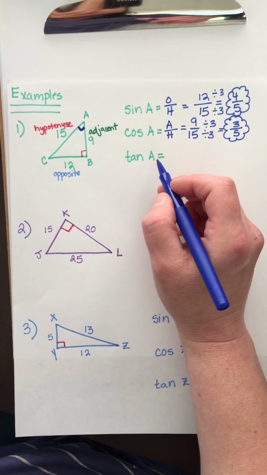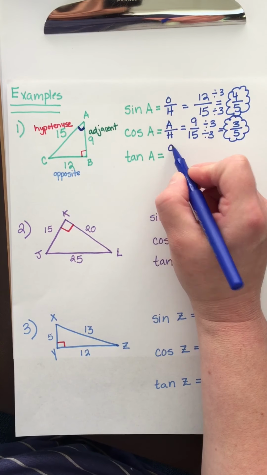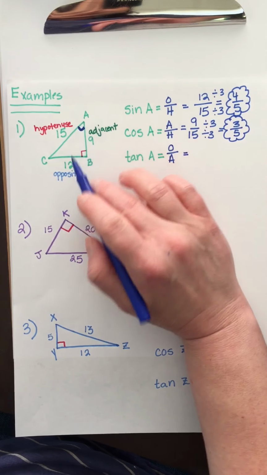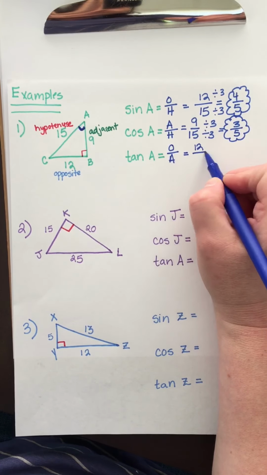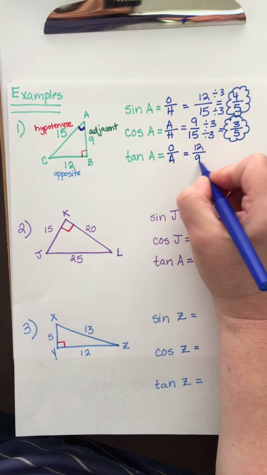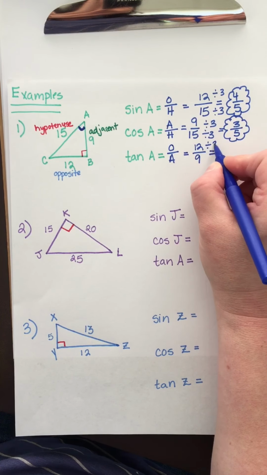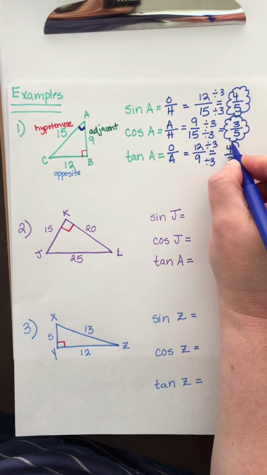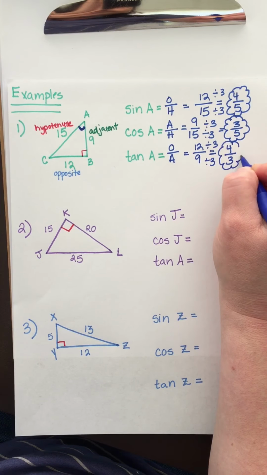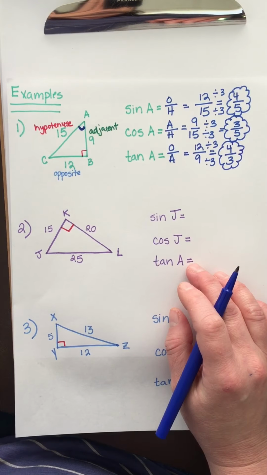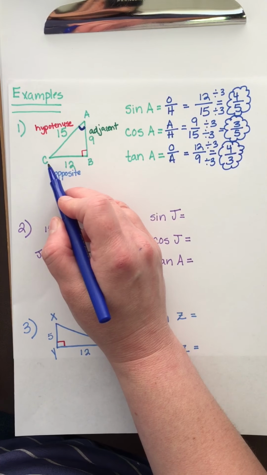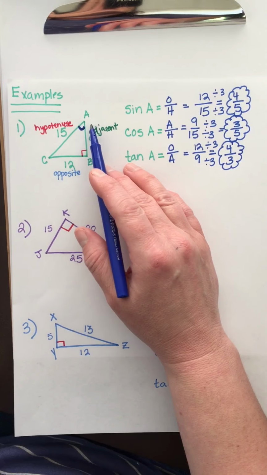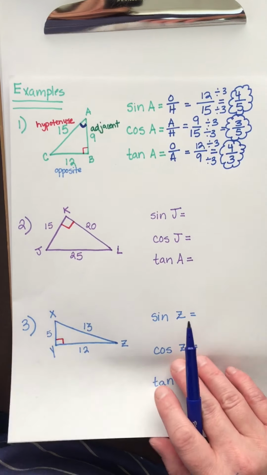Now let's do the tangent of angle A. Tangent is opposite over adjacent. So the opposite is 12 units long. The adjacent is 9 units. I can divide by 3, and we get 4/3. And that's it. Now if I was talking about angle C, these values would be different, but these are the values for angle A. Let's do another example.